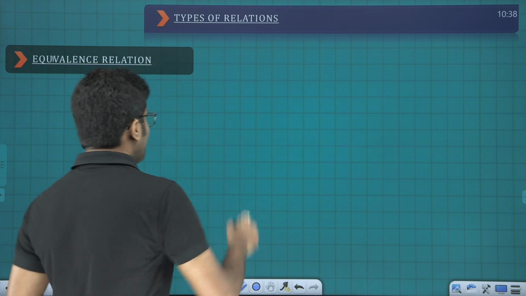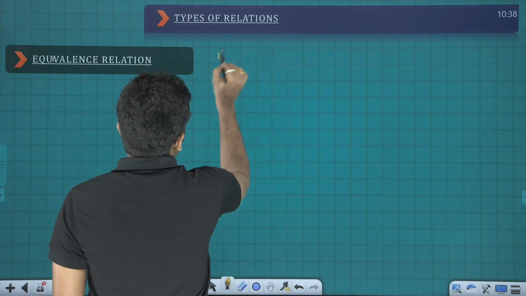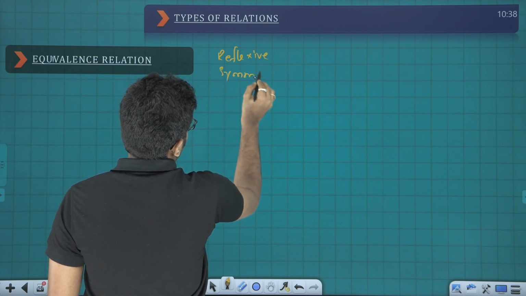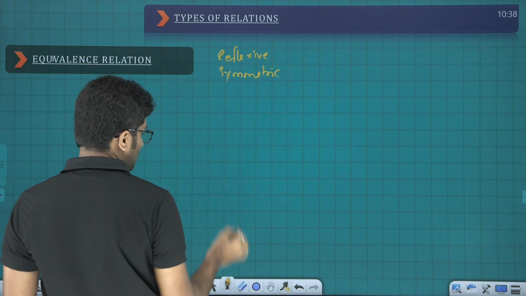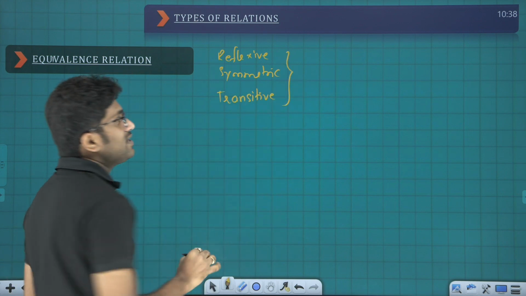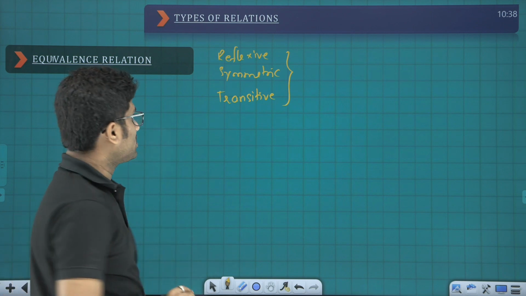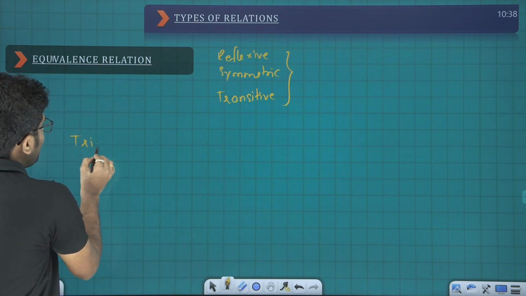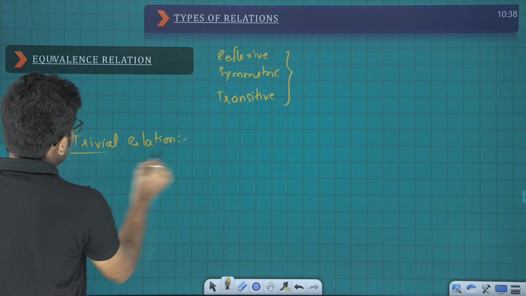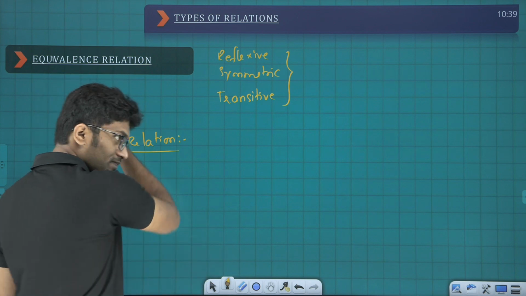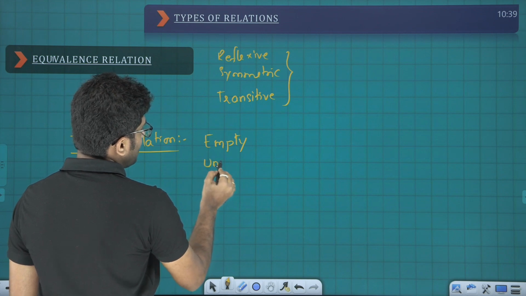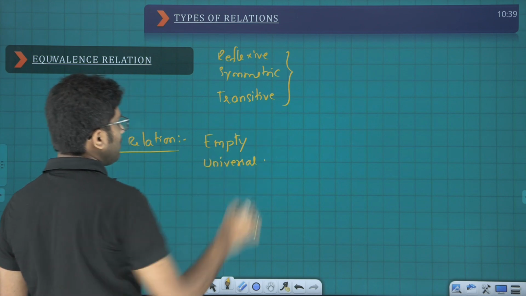Next, equivalence relation. Equivalence relation means if a relation is reflexive, symmetric and transitive, then such a relation is called an equivalence relation. Now apart from that, we also have trivial relations, friends. A relation from A to B is said to be trivial only if it is either an empty relation or a universal relation.